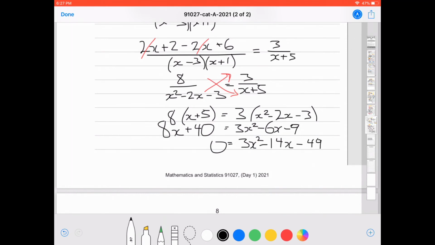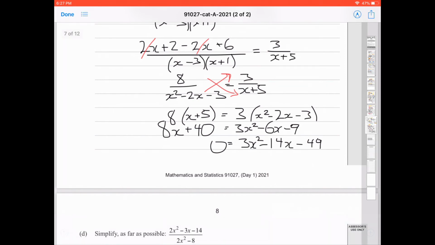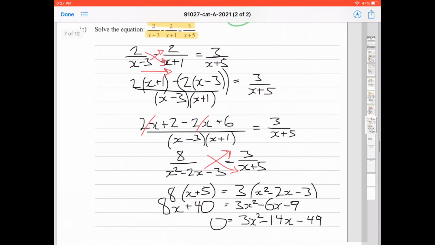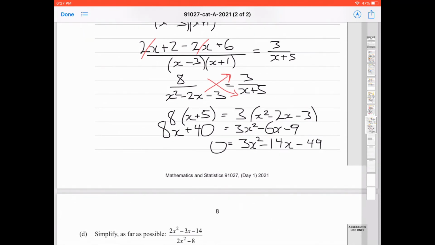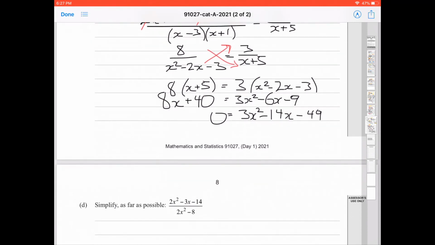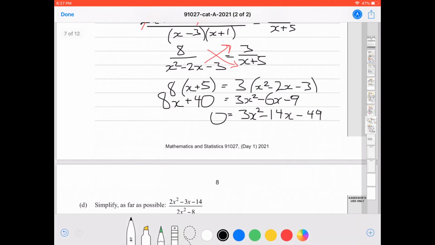Okay, we're running out of room here. We have to factorize this quadratic. We could go ahead and do our a times c, split the b term, split the whole quadratic in half. Let's just take a moment to look at our numbers though. Obviously the factorized form of a quadratic is x plus or minus a number, close bracket, open bracket, x plus or minus a number. Okay. Let's look at our a term, so 3.